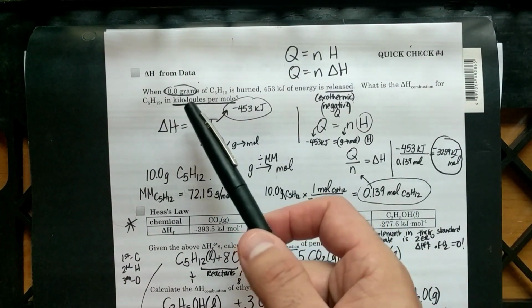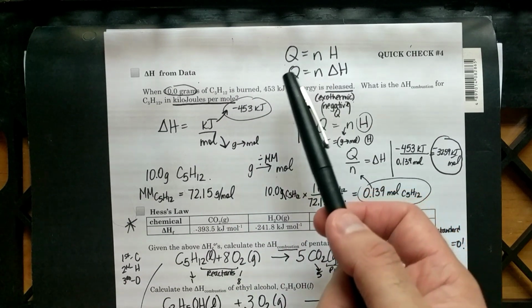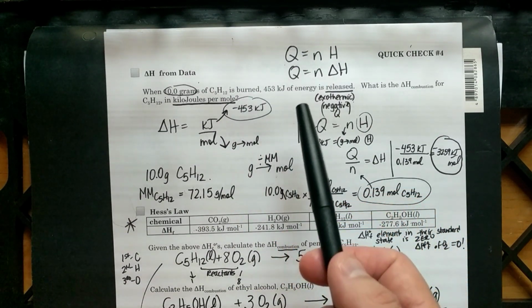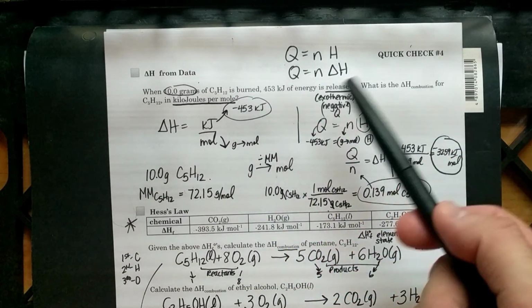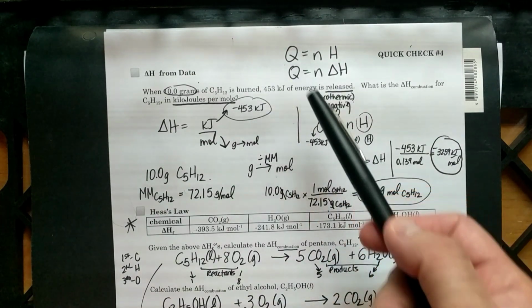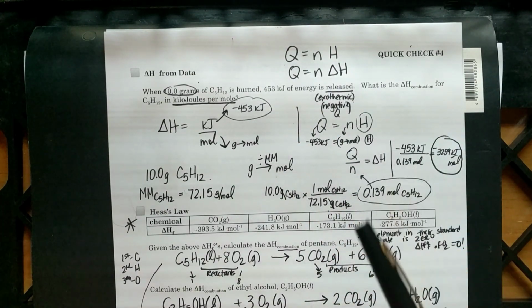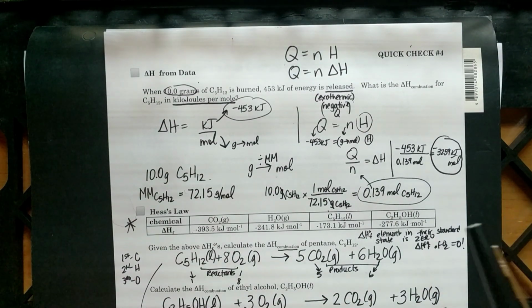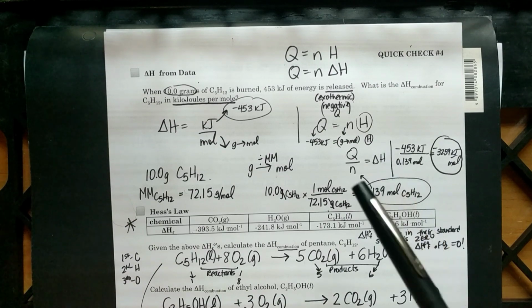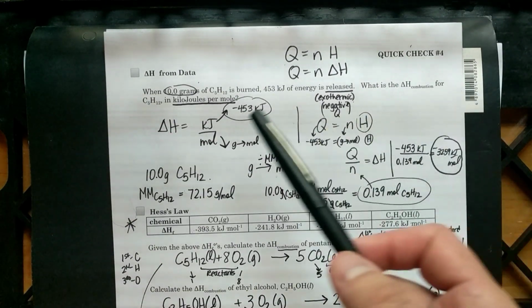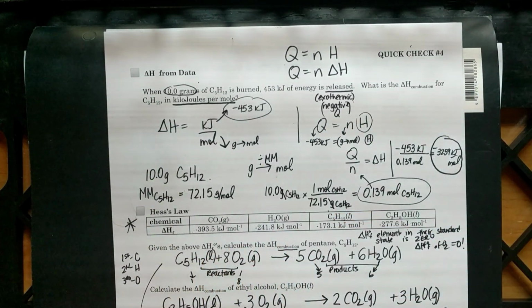So it says, when 10 grams of C5H12, which is known as pentane, is burned, 453 kilojoules of energy is released. So I have an energy and it's released. I made a note that it's exothermic and it must be negative. When energy is released, it leaves from the system and goes to the surroundings. So leaving the system, negative. What is the delta H of combustion for C5H12 in kilojoules per mole?